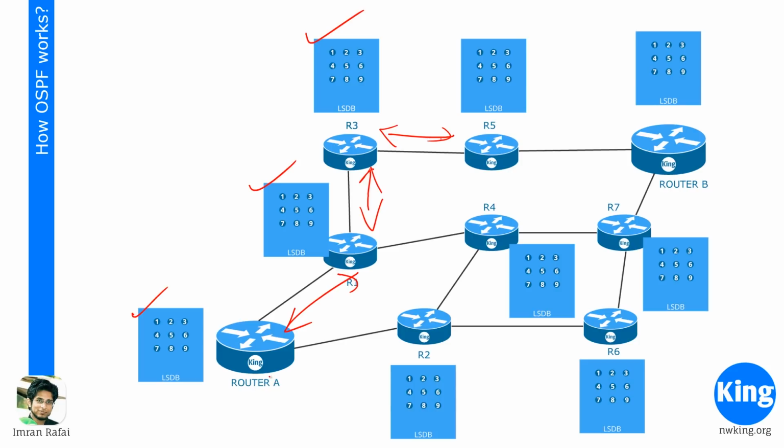For instance, router A can have Dijkstra's SPF algorithm running and generate a routing table for itself. That routing table will not be the same for router 3. Router 3 would have its own routing table using the same database, but it is calculating the routing table from its perspective, right? From router 3's perspective, how to reach each of those devices. Similarly, router A would do from their perspective. So to do that SPF algorithm, they need to have the LSDB updated, right?